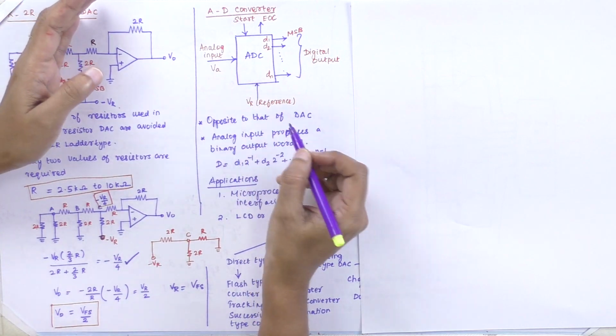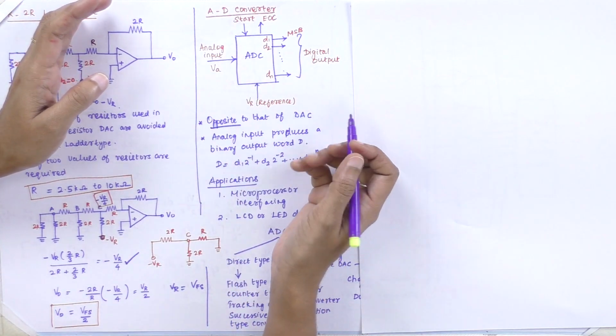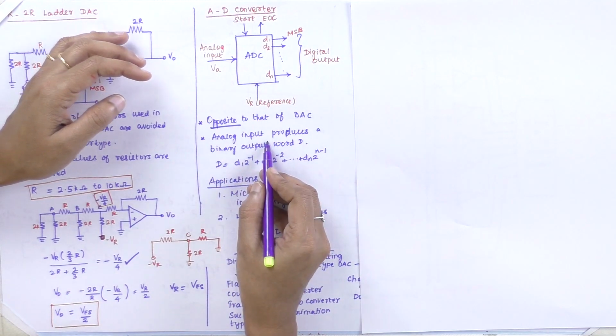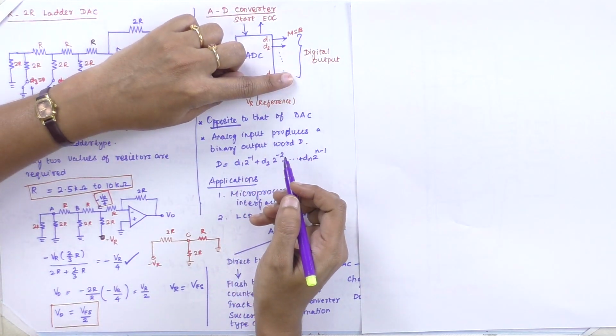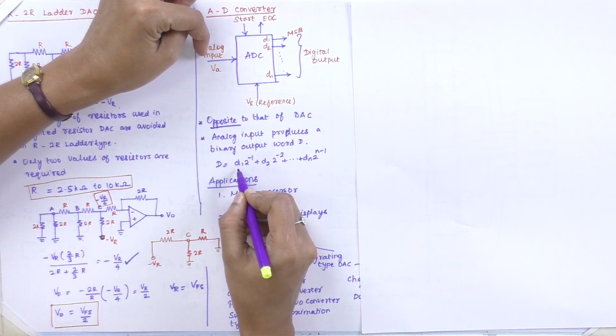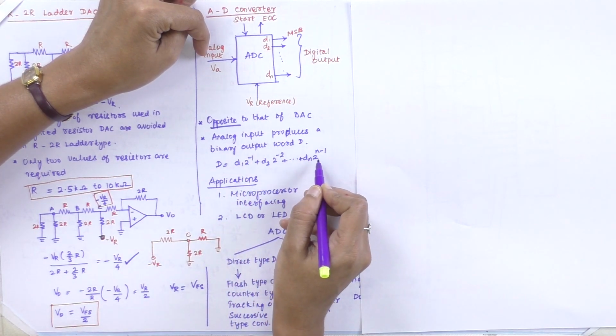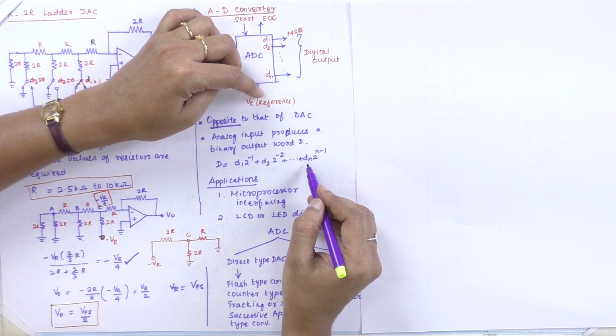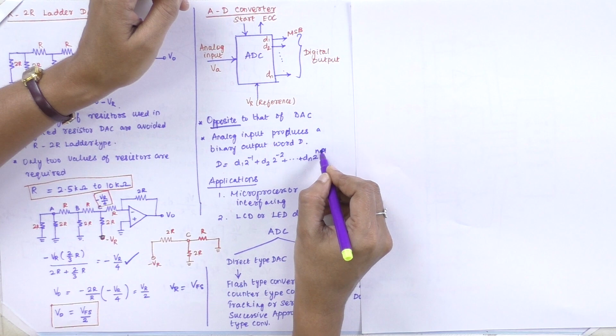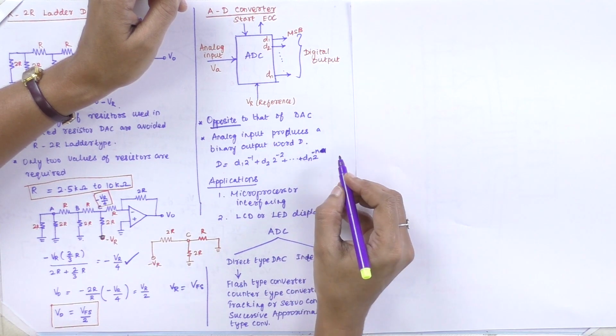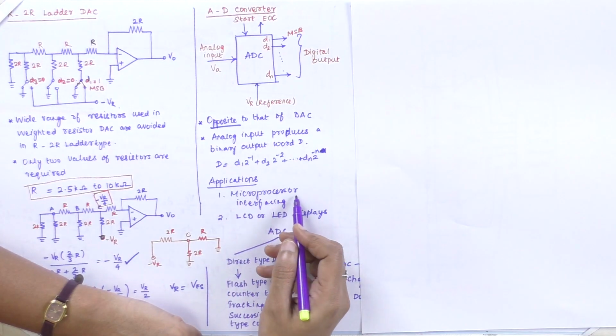The A to D is the opposite of the DAC. Here the analog input produces a binary word output D. In that condition, D will be D1 2 power minus 1, D2 2 power minus 2, up to n binary bits, Dn 2 power minus n. Where can we use the analog to digital converter? Whenever we study the microprocessor and interface it with hardware kits, like LCD or LED displays.